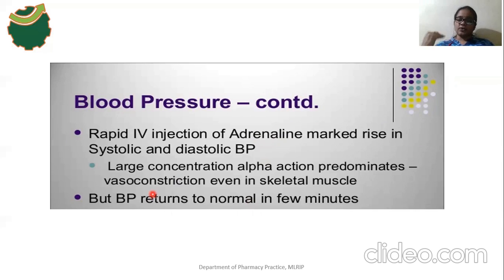Because in large concentration, the alpha actions are predominant. Even though skeletal muscles consist mainly of beta receptors, in higher concentrations of these adrenergic drugs, what will happen? Vasoconstriction happens even in skeletal muscles, because the alpha actions are predominant in skeletal muscle. But BP returns to normal within a few minutes.